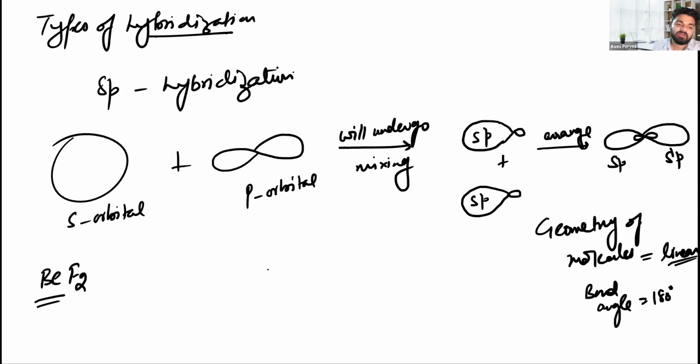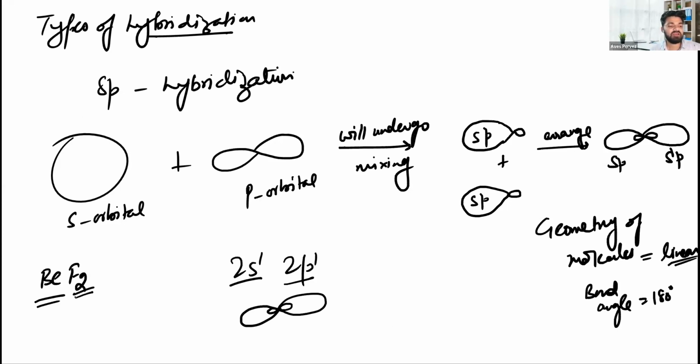Beryllium difluoride. If I talk about the electronic configuration of beryllium, it is 1s2, 2s2 only. But since it needs to make bonds with 2, it goes into the excited state. Beryllium has atomic number 4, but in the excited state it has 1s2, which is the inner orbital, so don't discuss this one. Only take 2s1 and 2p1. When the s and p orbitals intermix together, they will make 2 new hybrid orbitals, that is sp hybrid orbitals, and they will be in the shape of this one.